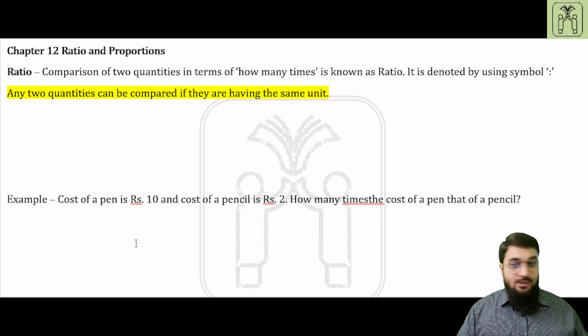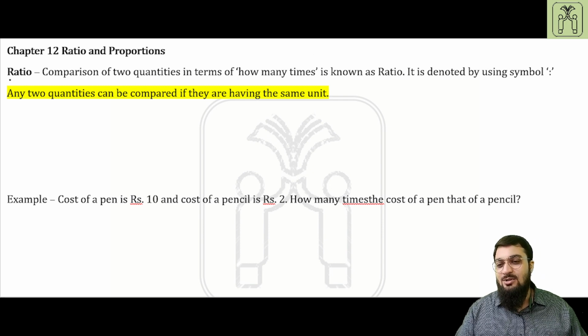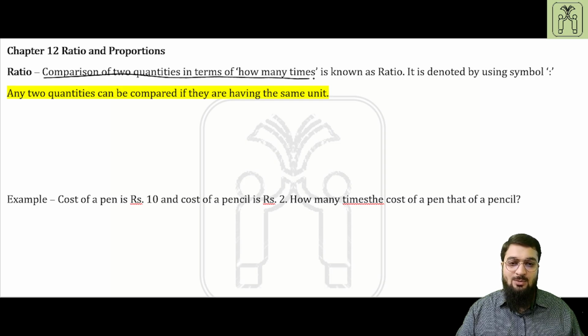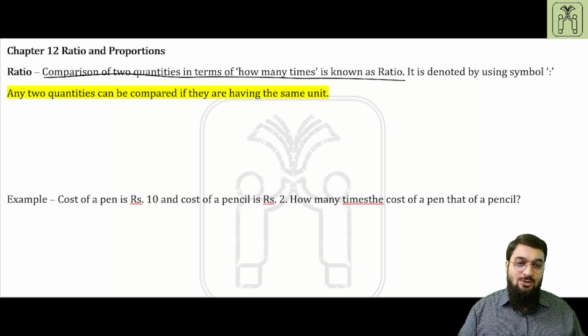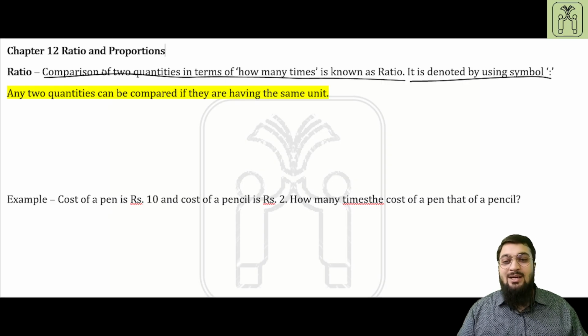So this chapter is titled Ratio and Proportions, and what we mean by ratio and proportions is nothing but a method of comparison of two or more quantities. That is what is written over here. Comparison of two quantities in terms of how many times is known as ratio. It is denoted by the symbol colon. It is not limited to two quantities. You can compare multiple quantities.